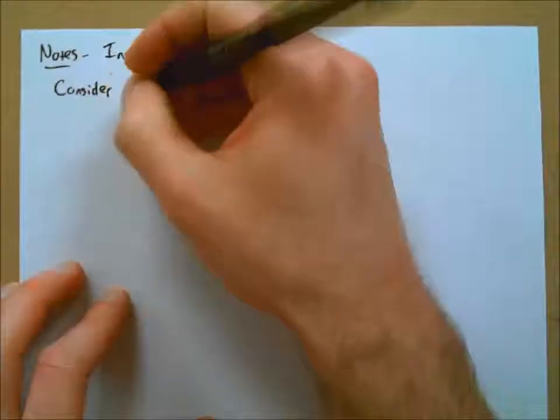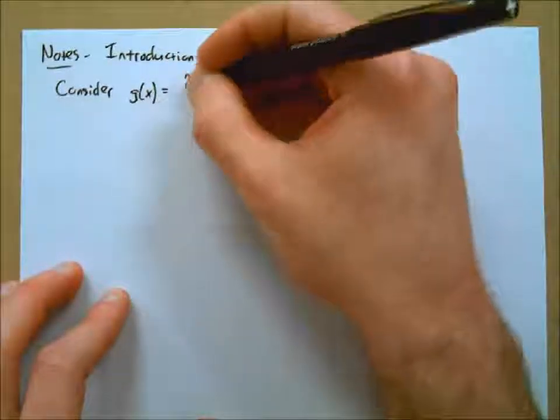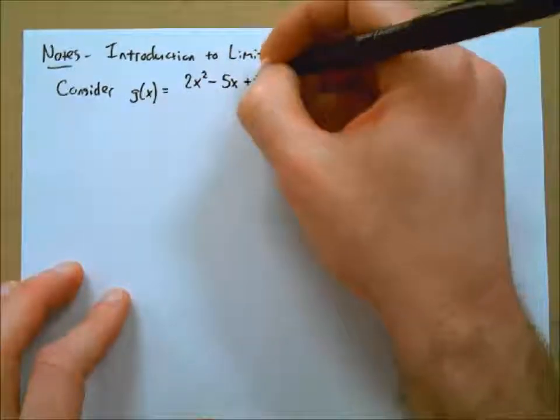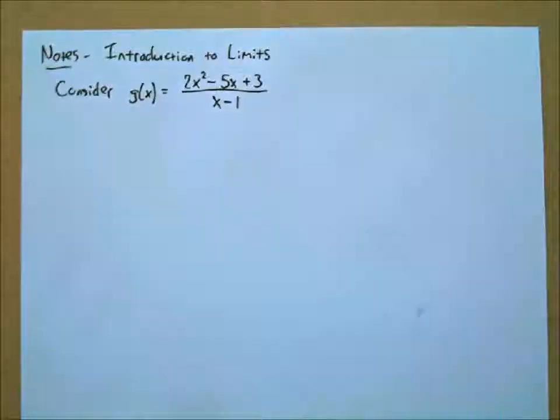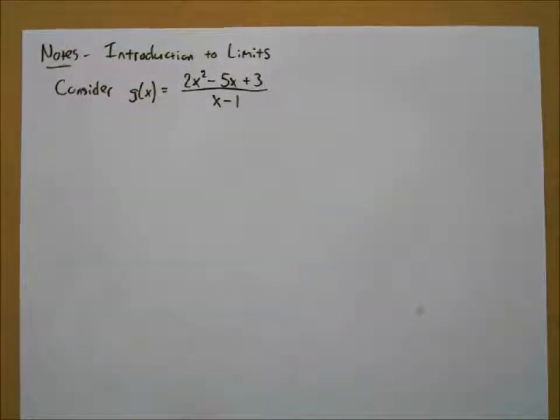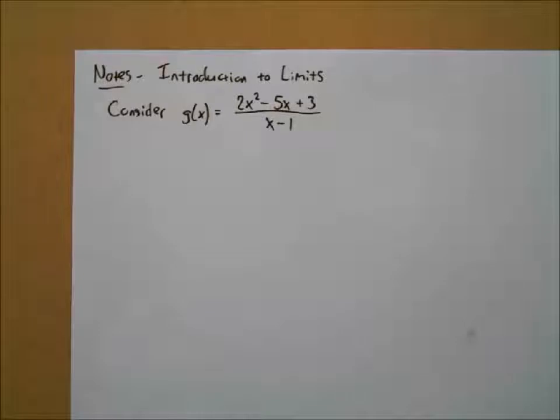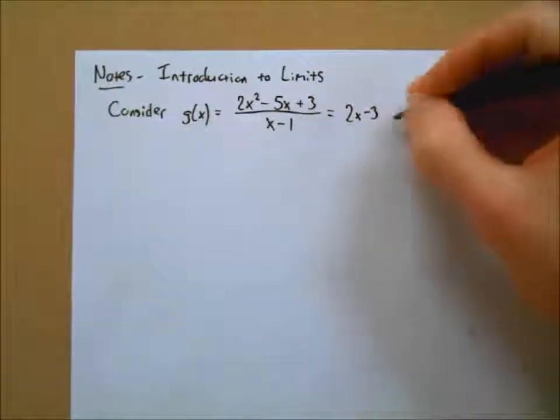So consider g of x, which is equal to 2x squared minus 5x plus 3, all over x minus 1. This is the exact function that we just talked about in the warm-up. I wanted to introduce it there so it would be more familiar here. We saw in the warm-up that this simplifies to be 2x minus 3 as long as x is not equal to 1.